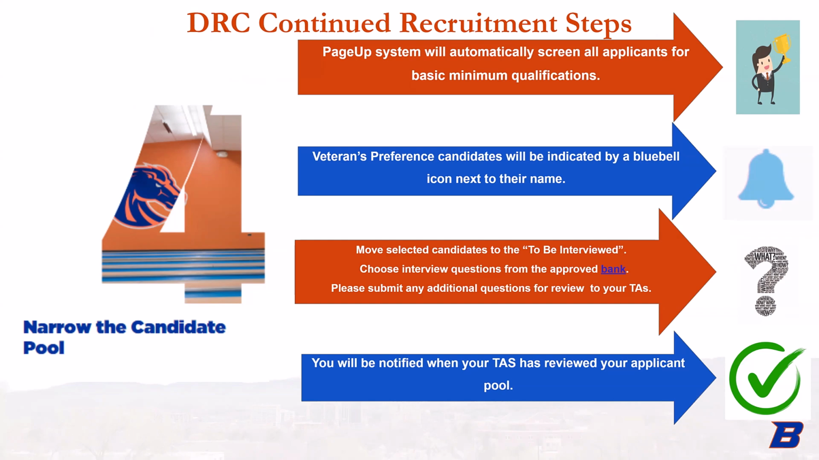So like I mentioned, PageUp will automatically screen all applicants for the basic minimum qualifications based on how they respond to screening questions your talent acquisition specialist adds, or the preset questions from the state for classified positions. This means that only candidates who self-select that they meet the basic minimum qualifications will be available to you for review.